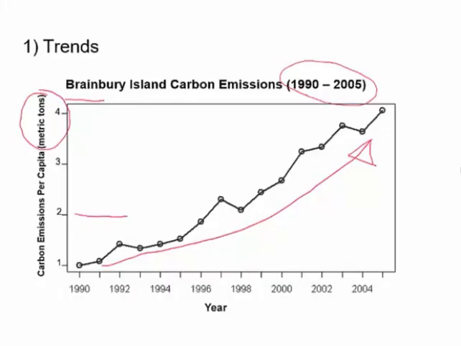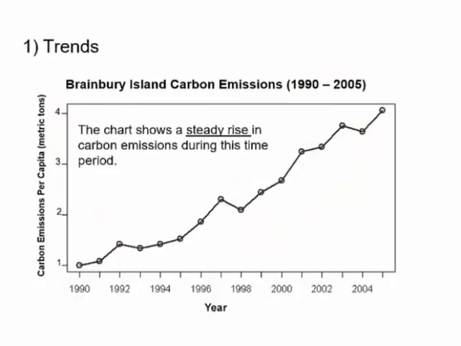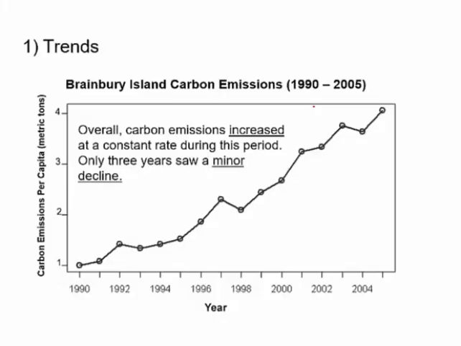Now, there were some exceptions. We've got some declines here in 3 spots. That would also be part of the overall trend that we notice and would want to describe in our report about this particular visual. So some sample language we would use for this one: The chart shows a steady rise in carbon emissions during this time period, or overall carbon emissions increased at a constant rate. It was increasing regularly as a general trend over this period, and only 3 years saw a minor decline.